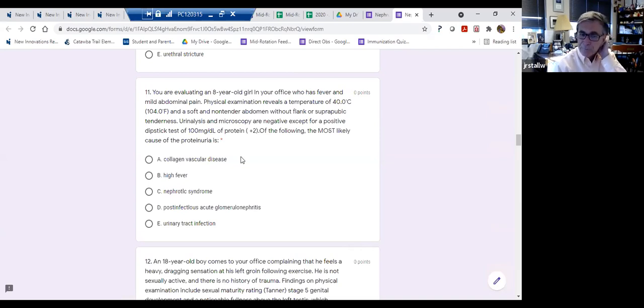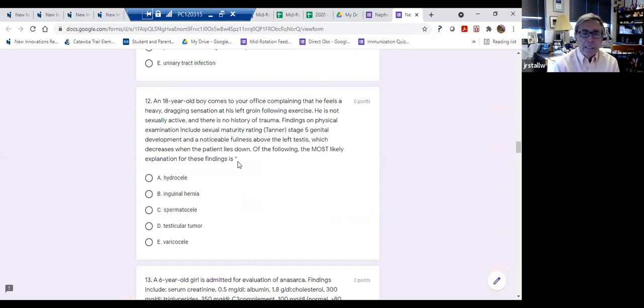Number 12, 18-year-old feels that dragging sensation. I think most of you got that. This is almost, once again, a pattern recognizer. Left side, lays down, goes away. This is a varicocele, end of story. 13, 6-year-old, anasarca, creatinine okay, but albumin is low.